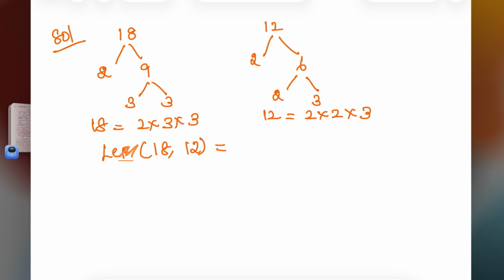The LCM of 18 and 12 takes the common factors 2 and 3 with their maximum powers. The maximum power of 2 is 2, and the maximum power of 3 is again 2. So we have 3 squared and 2 squared. We can write it like this: this is 4 and this is 9. Here 9 fours are 36. So 36 is the LCM.